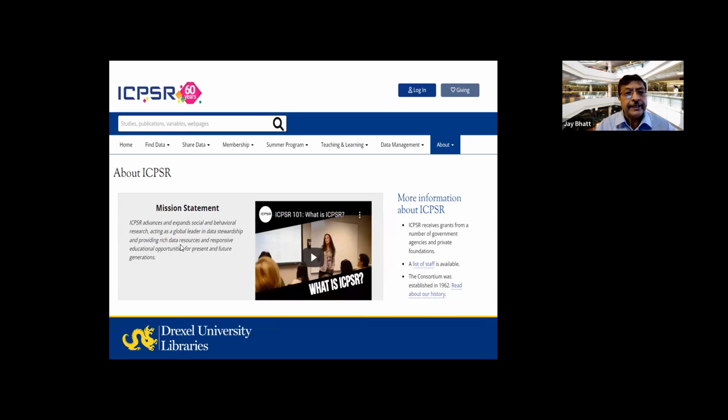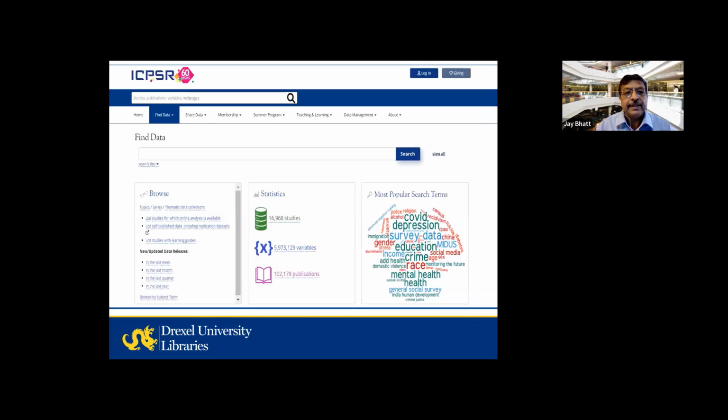We have access to ICPSR from our library homepage. Under databases, you can find that link. And also on the previous slide, you will see the link. So you will see some statistics here about how many studies are integrated under the find data site. The most popular types of searches that our researchers have done include COVID-related research, mental health, social survey data, social media, and so on.